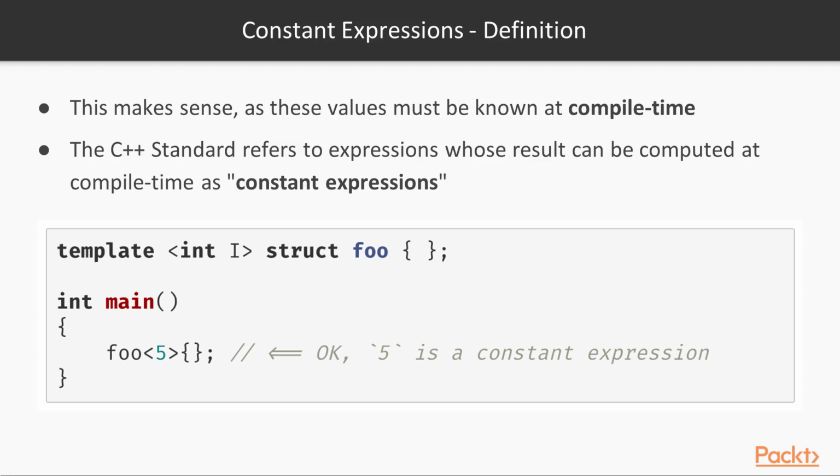The C++ standard refers to expressions whose result can be computed at compile time as constant expressions. In this case, if I pass 5, which is a numeric literal, instead of something that I get from standard input, the code will compile as 5 is a constant expression.